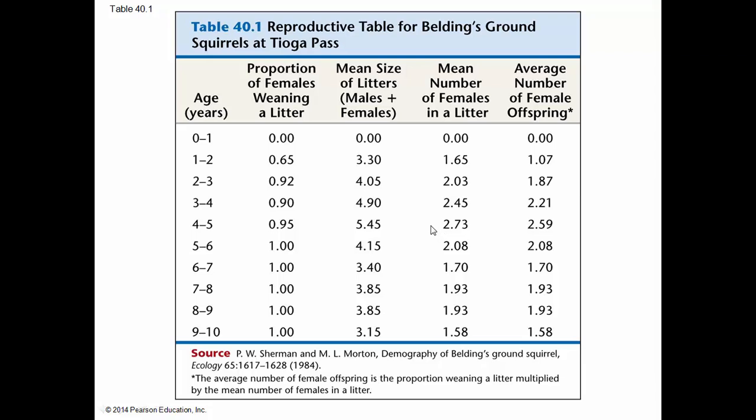Okay, so the average number of female offspring is the proportion weaning a litter multiplied by the mean number of litters in the female. So this is the average number of female offspring. This is your value to look at here. The highest number of offspring is in these years here, and it decreases as you get older.